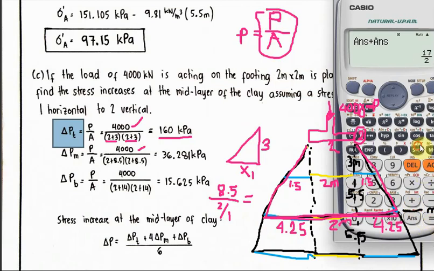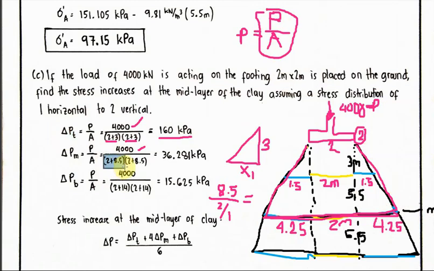4.25 plus 4.25 is 8.5, plus the footing of 2, so 8.5 plus 2 is 10.5, the base. Then the height is 5.5 plus 3, which is 8.5, plus the footing length of 2. So 8.5 plus 2. Entering it in the calculator, we get 36.281 kilopascal. Okay, next is the bottom.